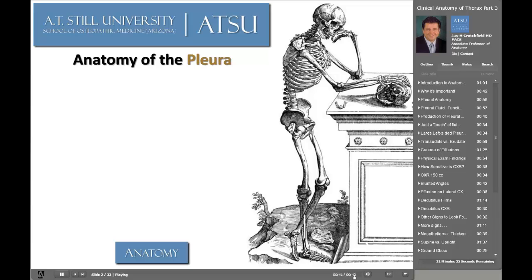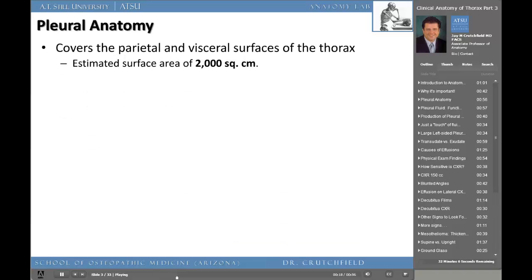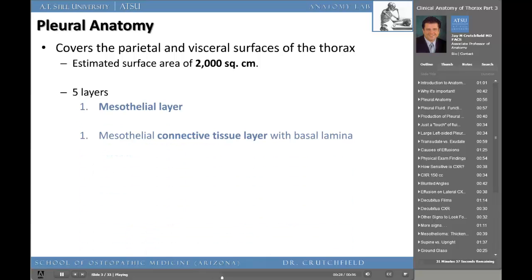What is the pleura? It's a mesothelial layer which covers the parietal and visceral surfaces of the thorax. It covers the innermost aspect of the thoracic cavity, and the visceral surface covers the lung. It's about 2,000 square centimeters in size, which is, quite frankly, a lot. It has 5 layers: a mesothelial layer, a connective tissue layer, an elastic layer, and then there's a loose connective tissue layer, and then, of course, a deep fibroelastic layer.